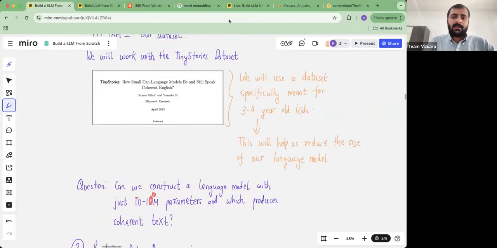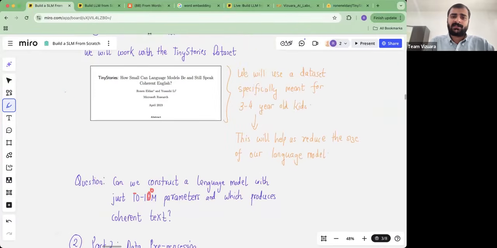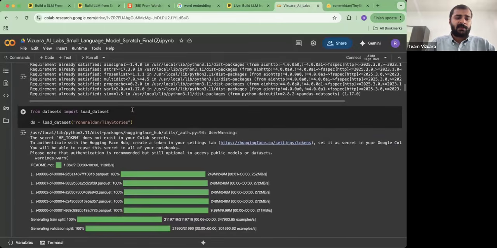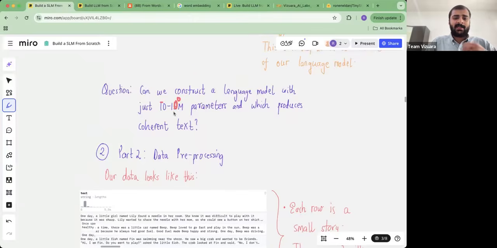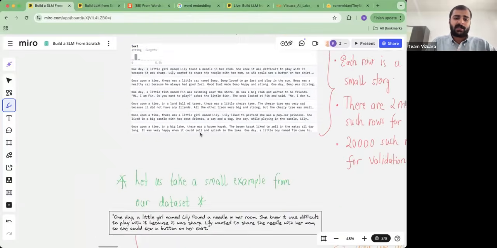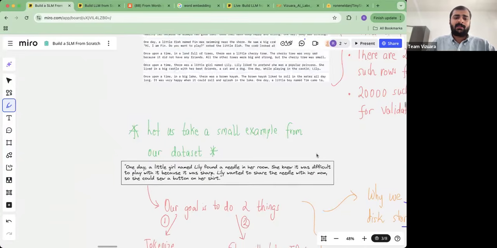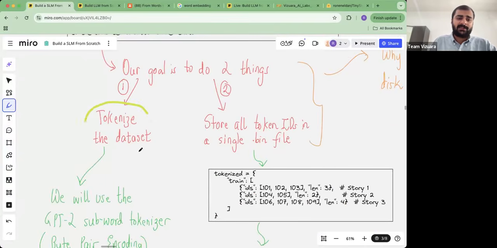So we loaded the dataset earlier. That's the first step. If you take a look at the code we saw, the first step is to load the dataset from Hugging Face. Then we did data pre-processing. This is extremely important. We saw two parts in the data pre-processing pipeline. The first step is related to tokenization.